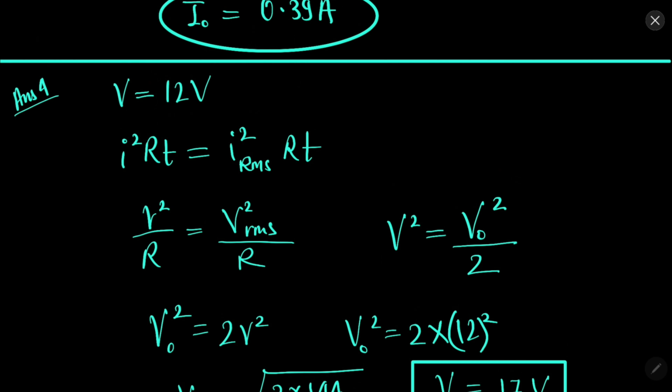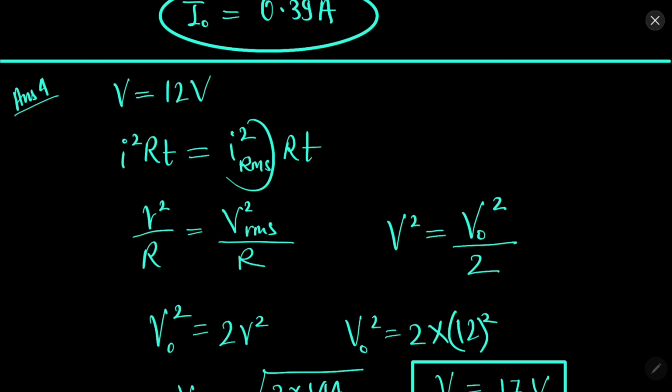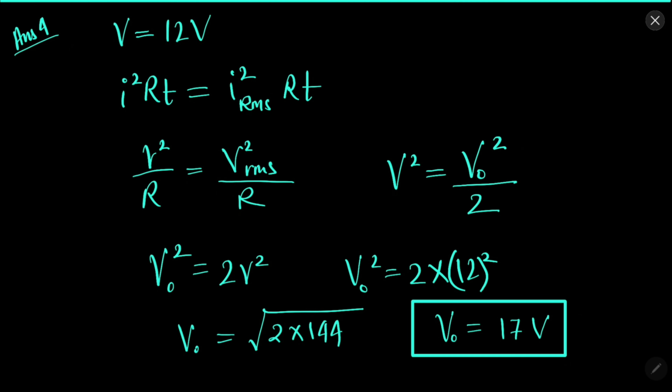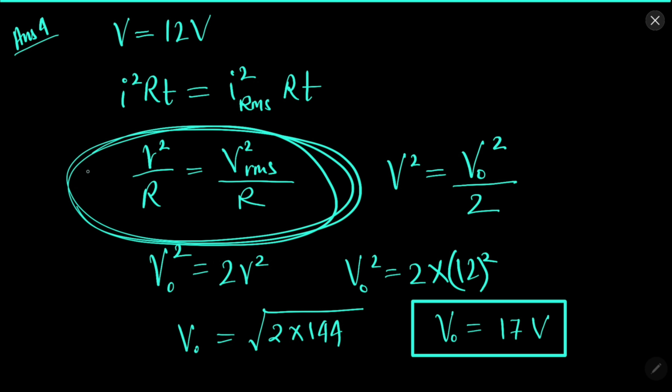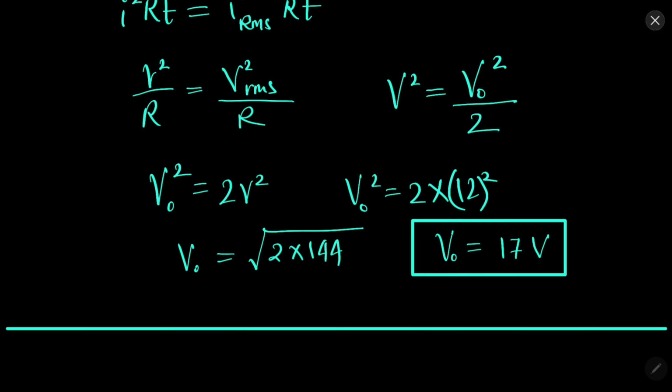So what we have done is that in the case of energy or heat, the average value and RMS value are the same, or instantaneous value and RMS value are the same. So using that we did this. Again, this was heat, time got cancelled. Okay, so we knew that V RMS square is equal to V square, and it is equal to V0 square over 2.